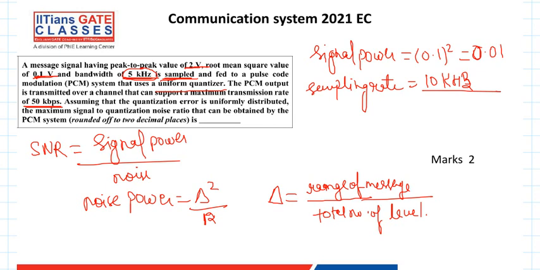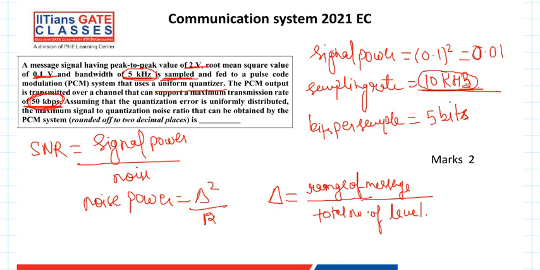Now after the PCM output, the data rate is 50 kbps, the maximum data rate that can be transmitted, and this is the sampling rate. So this is the number of samples per second, and this is the bit rate per second. If you divide this with this, you'll get the number of bits assigned to each sample. So bits per sample will be 5 bits. So this is a 5-bit quantizer.